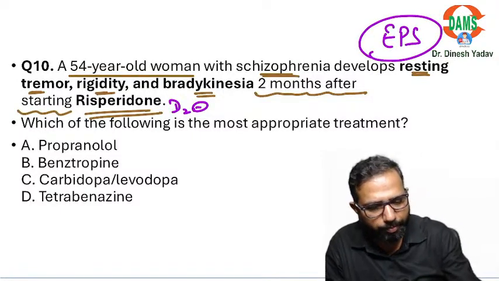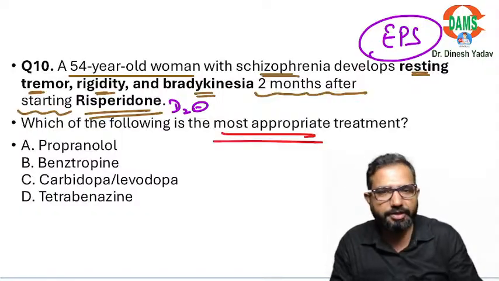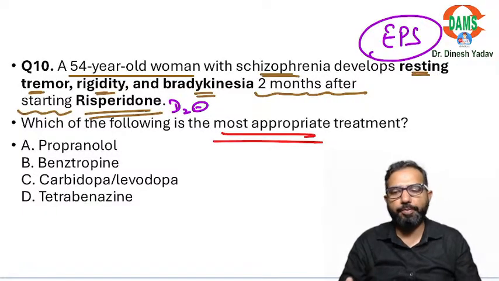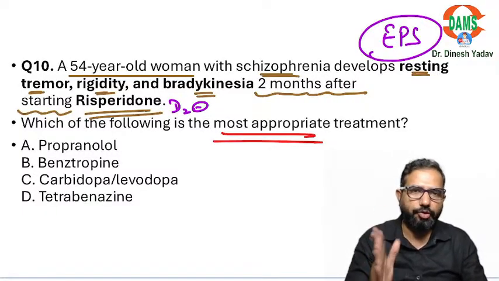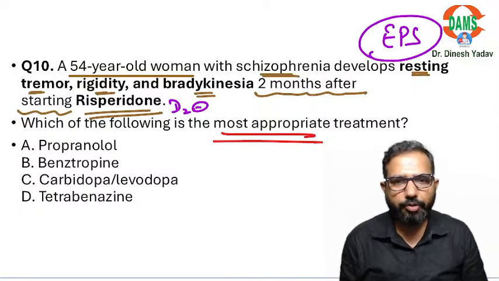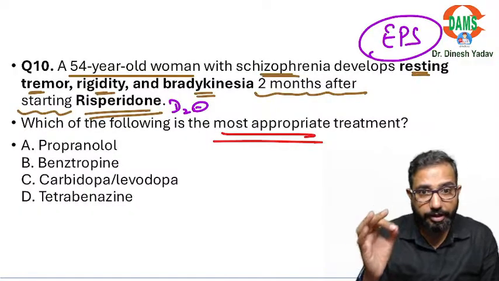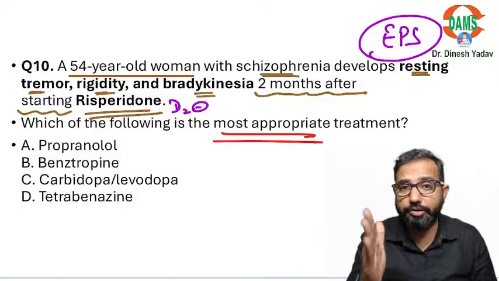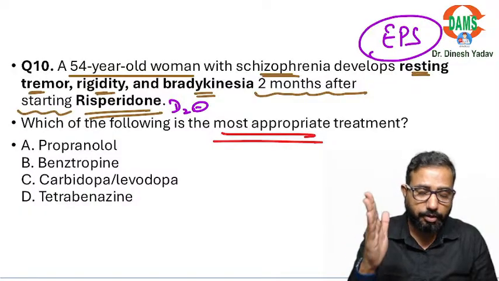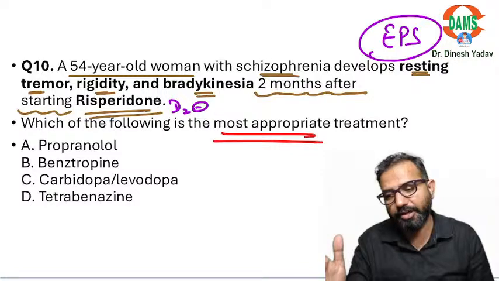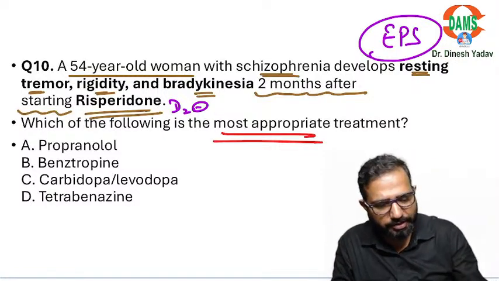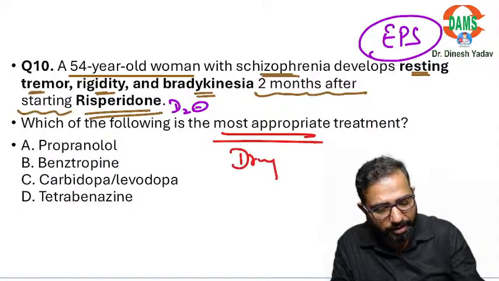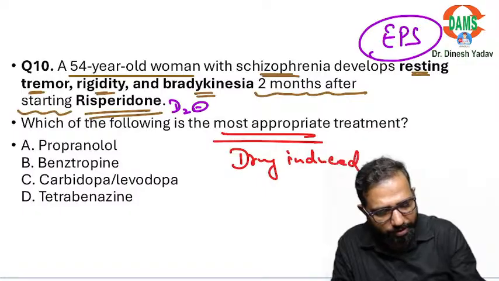What is the most appropriate treatment? Options are propranolol, benzatropine, carbidopa, tetrabenazine. Every student should know this, because risperidone, out of the atypical antipsychotics, has D2 blockade property and the risk of extrapyramidal symptoms, Parkinsonism, and hyperprolactinemia. So what will you give to treat these drug-induced extrapyramidal symptoms or drug-induced Parkinsonism?